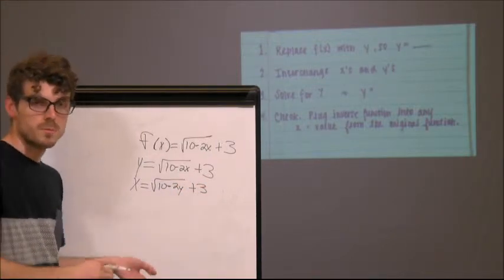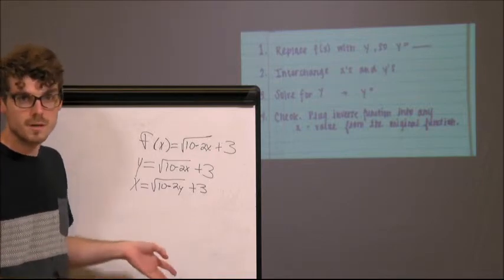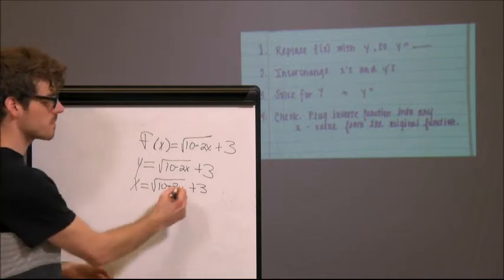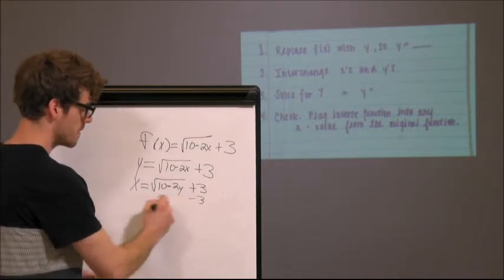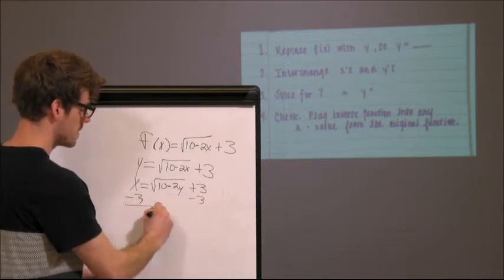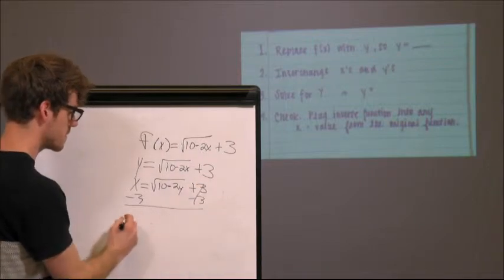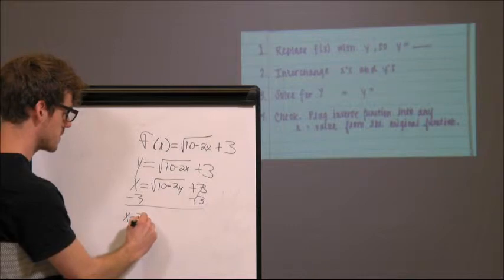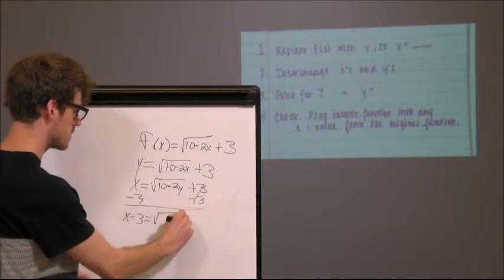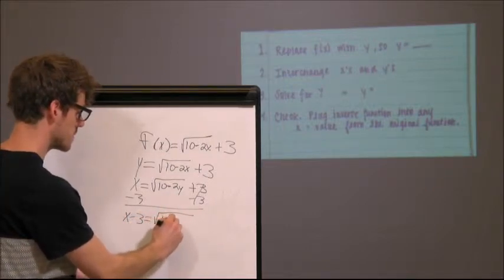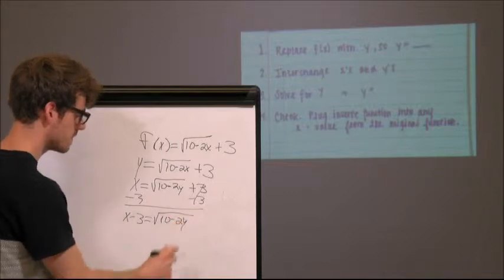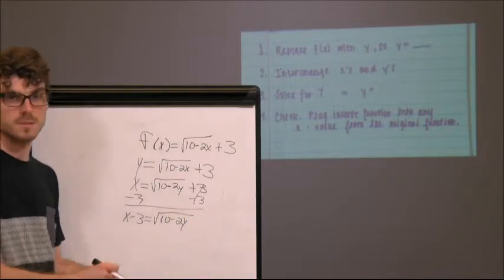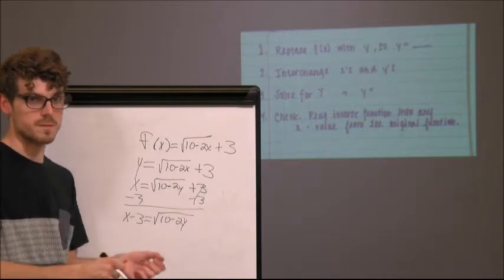Once we've reached this point, we're going to essentially try and solve for y. And we do that first by getting the radical by itself. So we're going to subtract 3 from each side. So x minus 3 equals the square root of 10 minus 2y.